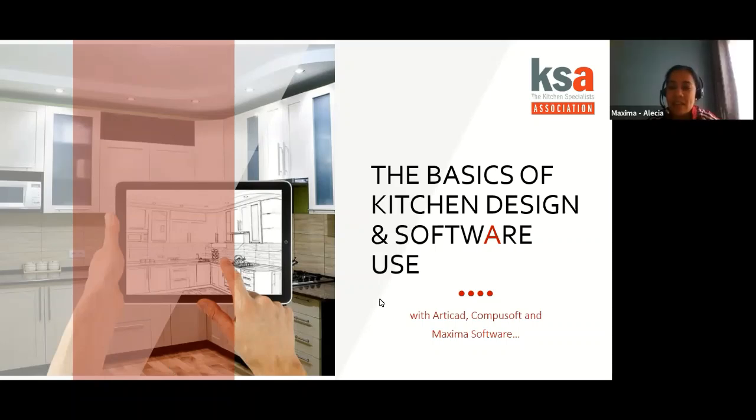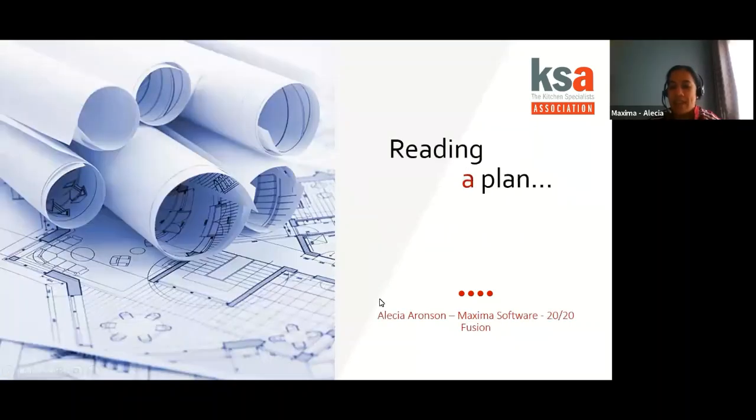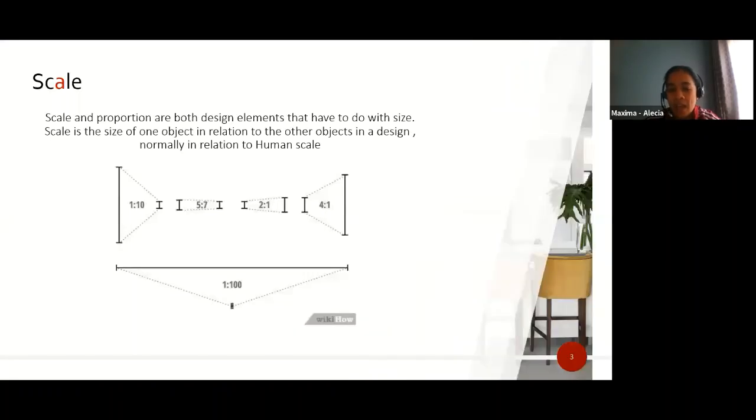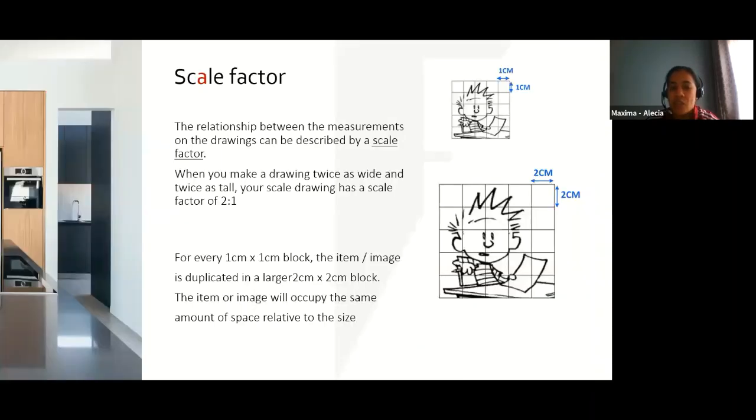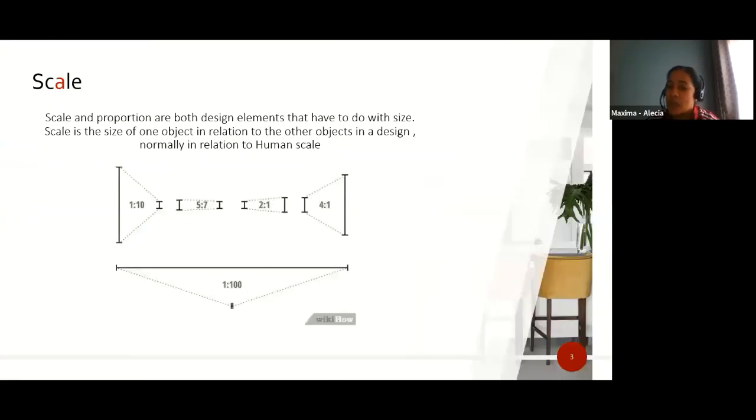Okay, let's start. I think I've got reading a plan. Okay, so the first thing I'd like to speak about is scale. Scale and proportion are both design elements that have to do with size. Scale is the size of one object in relation to the other object in a design, normally in relation to the human scale. So if you look at the bit of the image there, it just shows you general ratios, and we're looking from 1 to 10, 5 to 7, and so forth.